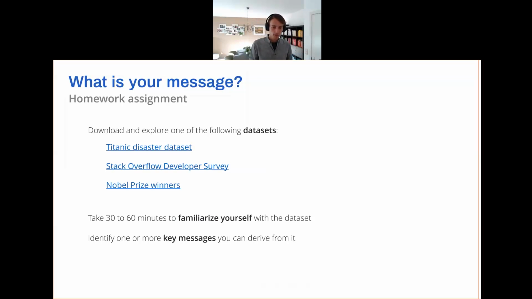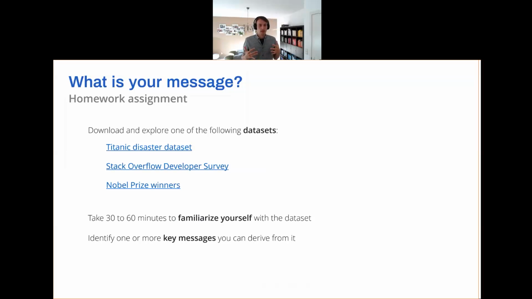And try to already take a sheet of paper and write down one or more key messages that you can derive from it. For example, if you're looking at the Titanic data set, maybe there's a distinction between men and women on the Titanic in their age or in how much they survived, and that could be a key message for that data set.